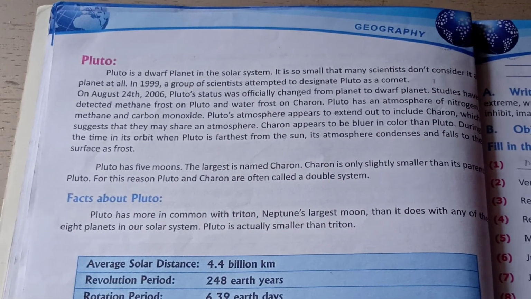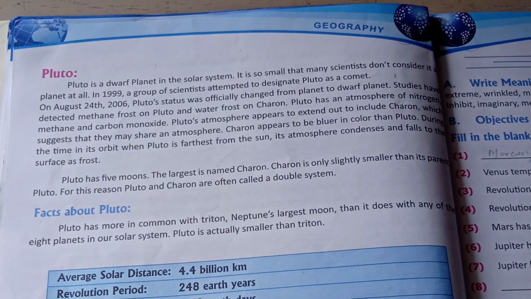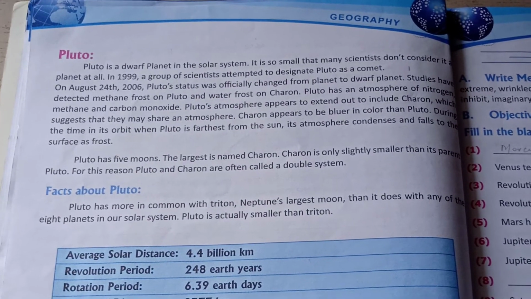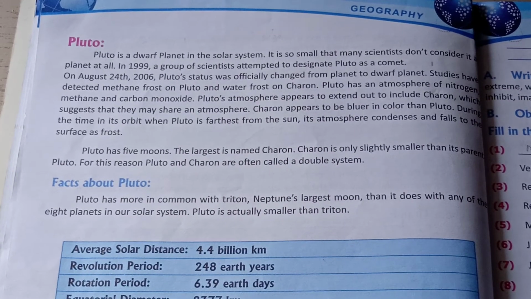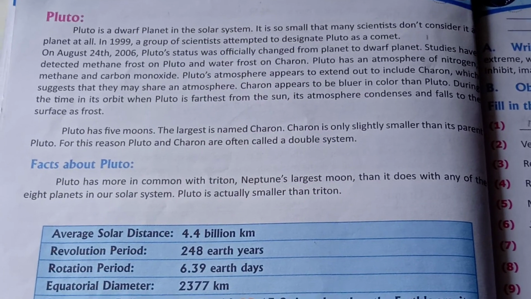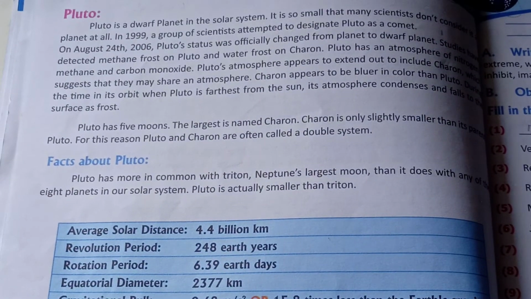Now we will discuss the last planet, that is Pluto. Pluto is a dwarf planet in the solar system. Dwarf means very small. It is so small that many scientists don't consider it a planet at all. You can see in the diagram, the last planet is Pluto.